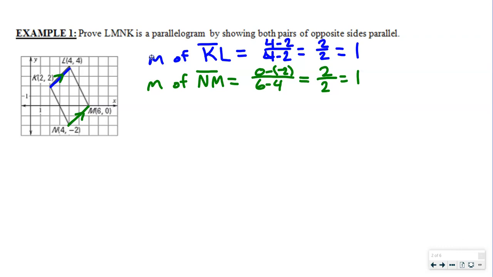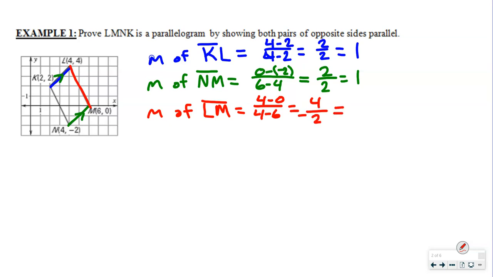Then we want to find the slopes of our other sides. So if I look at LM, slope of LM, we've got 4 minus 0. Those are our y's subtracted. And 4 minus 6, or x's subtracted. So on top we have a 4. On the bottom, a negative 2. So that's going to simplify to just negative 2, or negative 2 over 1.